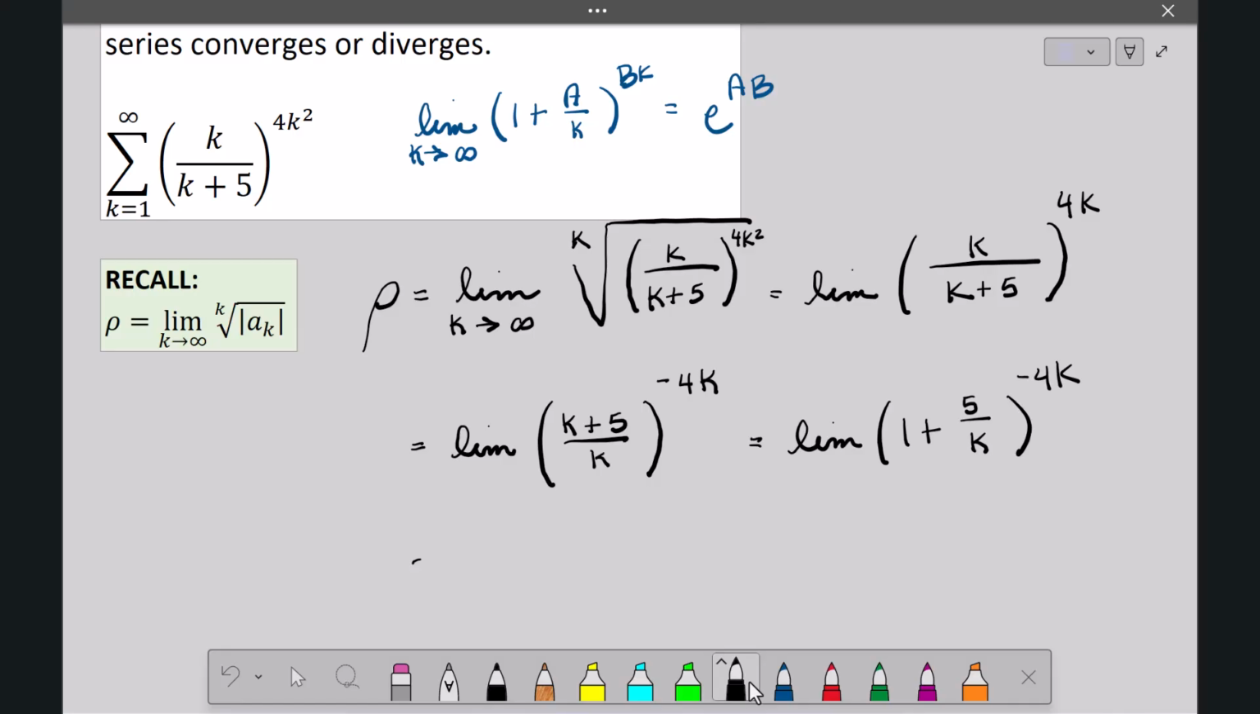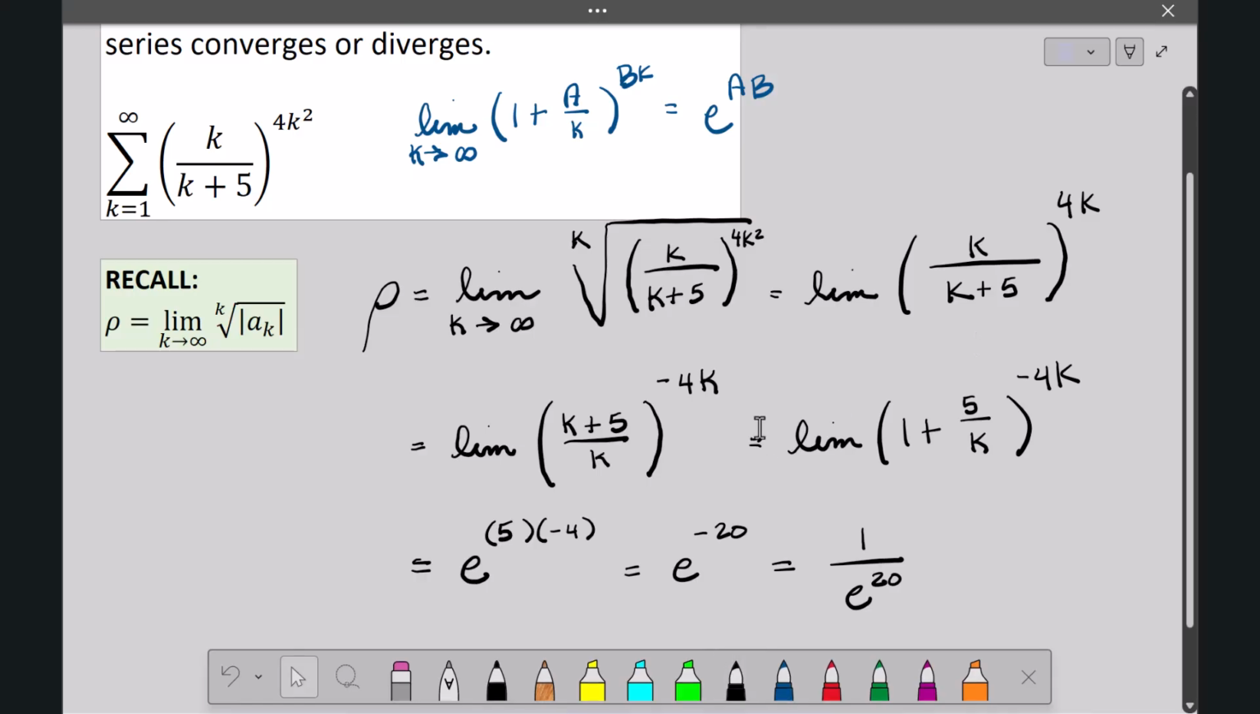Now, if we look at our template up here, we now have that capital A is 5, the numerator here, and capital B is negative 4. So, using our template up there, we know that this limit is going to be e raised to the 5 multiplied by negative 4. So that will be e to the negative 20, which if we want to write it with no negative exponents, sometimes it's easier to analyze without negative exponents, we have that.